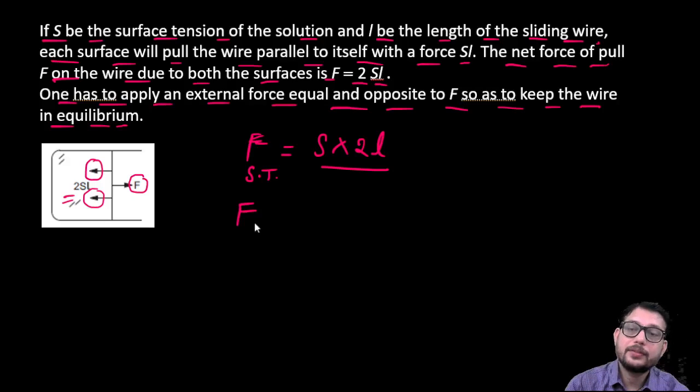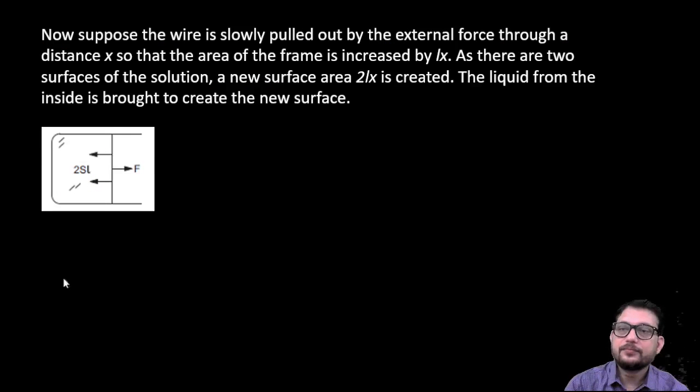Now if the force which is due to surface tension is equal to F external, then the sliding wire will be in its equilibrium position, meaning it will not be in motion. Okay, now what? Now suppose the wire is slowly pulled out by an external force.